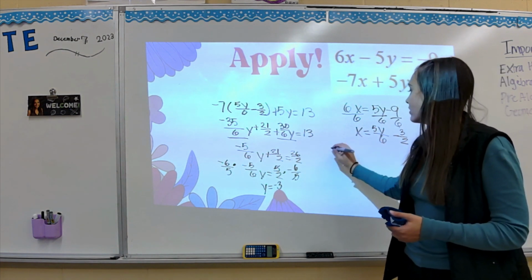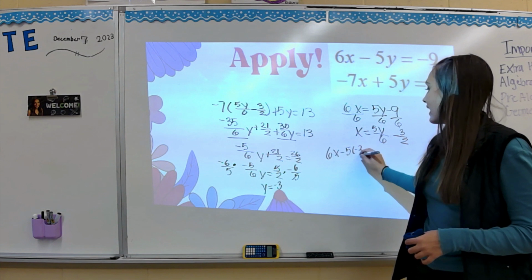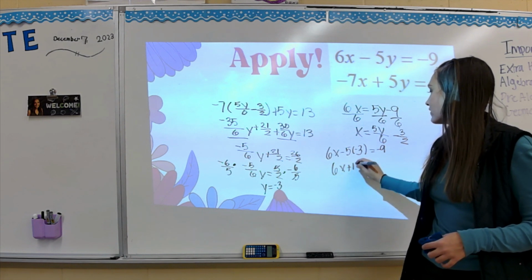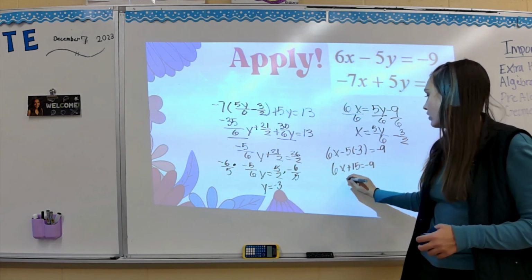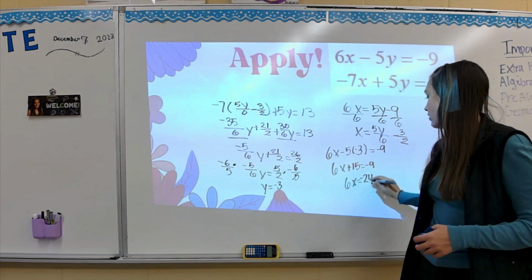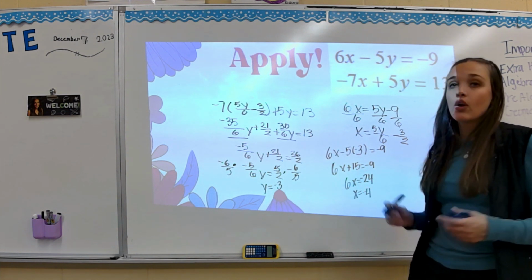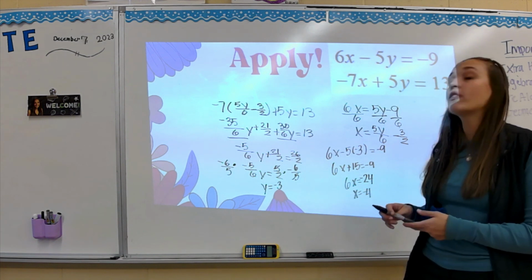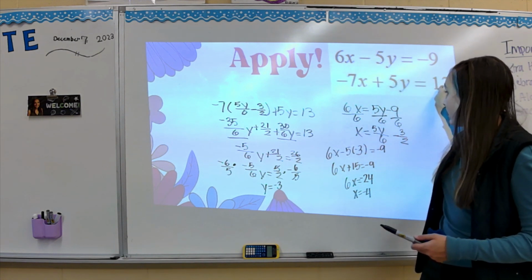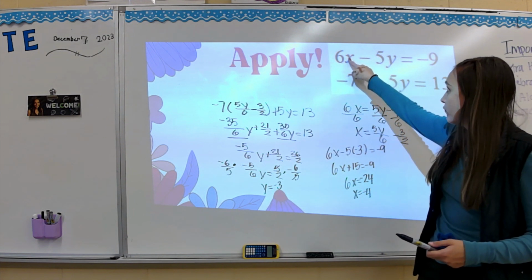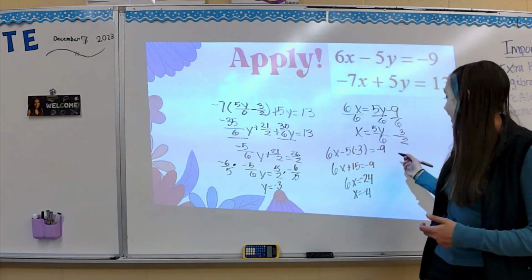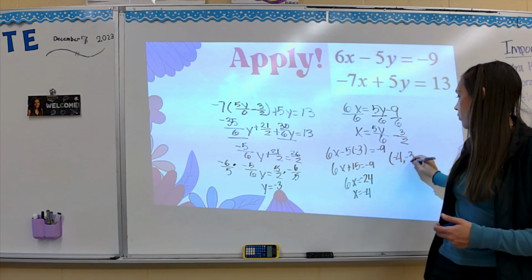So I'm going to do 6x minus 5 times the negative 3, which is my y, equals negative 9. So 6x plus 15 equals negative 9. So 6x equals negative 24. So my x is negative 4. Once I get my two variables, x and y, I can plug it in to make sure it works. I get 28 plus negative 15 does give me my 13. I get negative 24 plus this would become positive 15, gives me negative 9. So my answer does work. I have to put it as an ordered pair though. So my final answer is negative 4, negative 3.